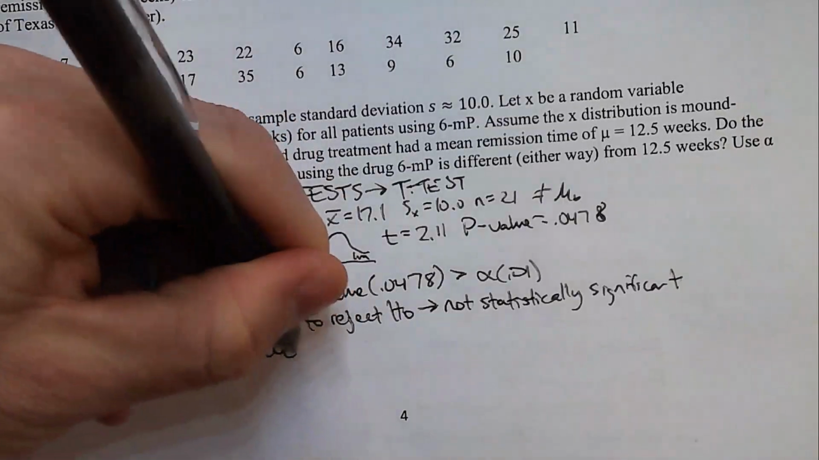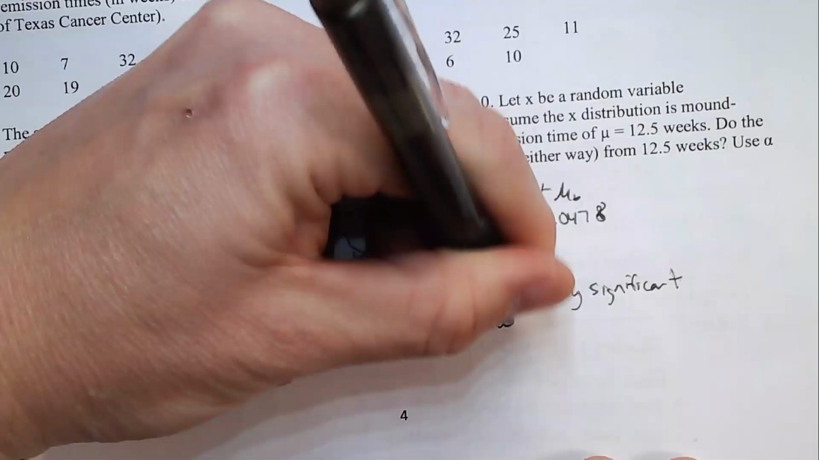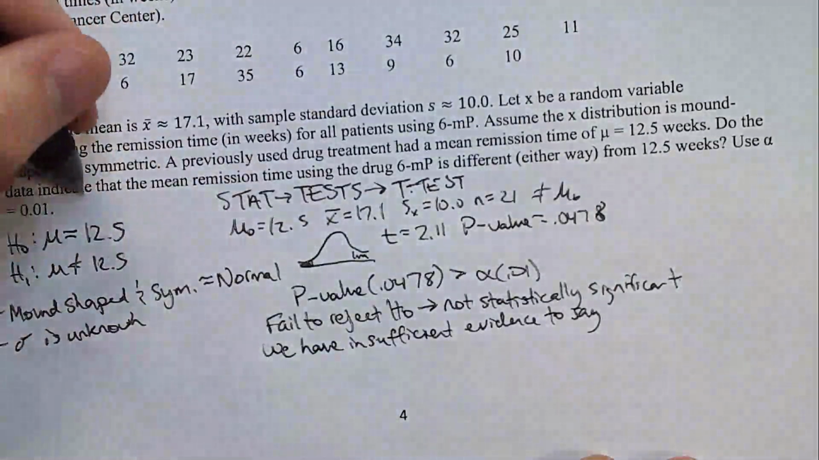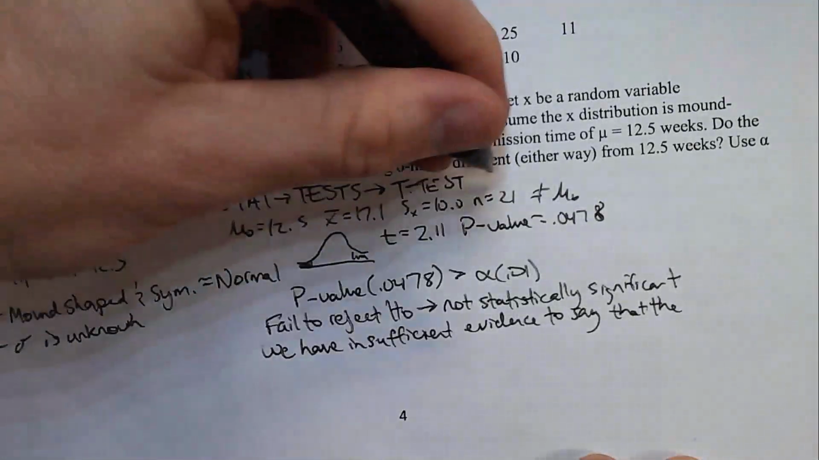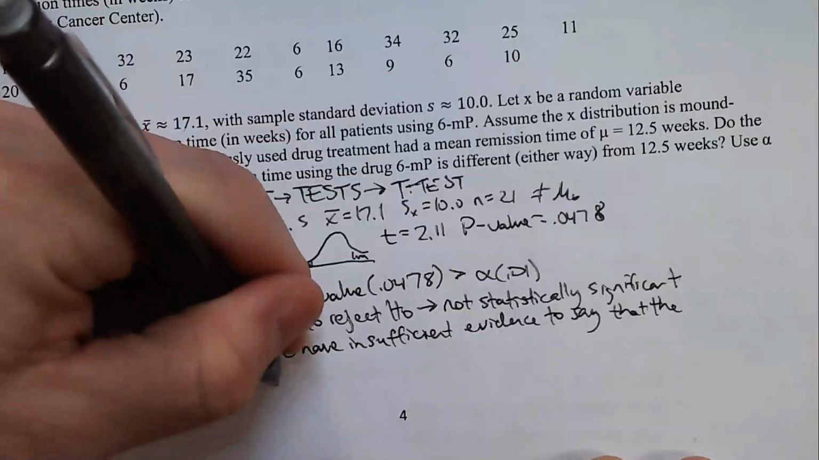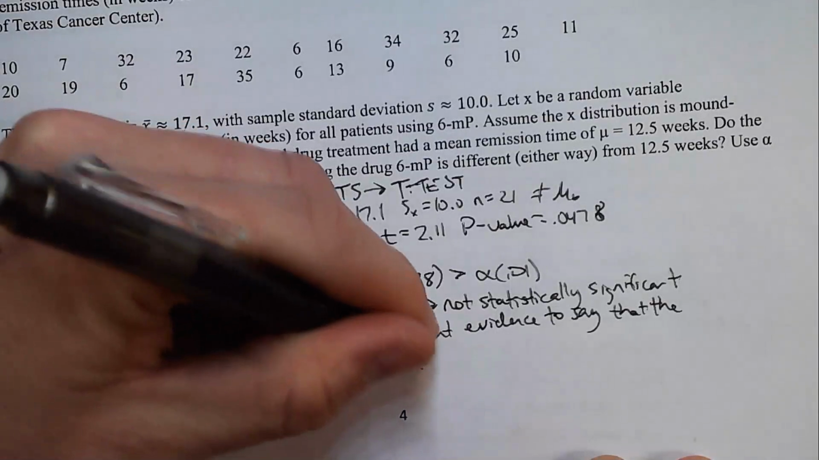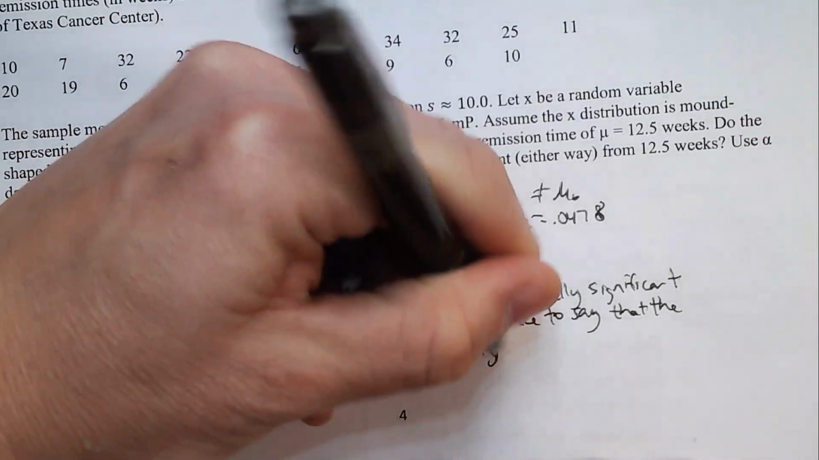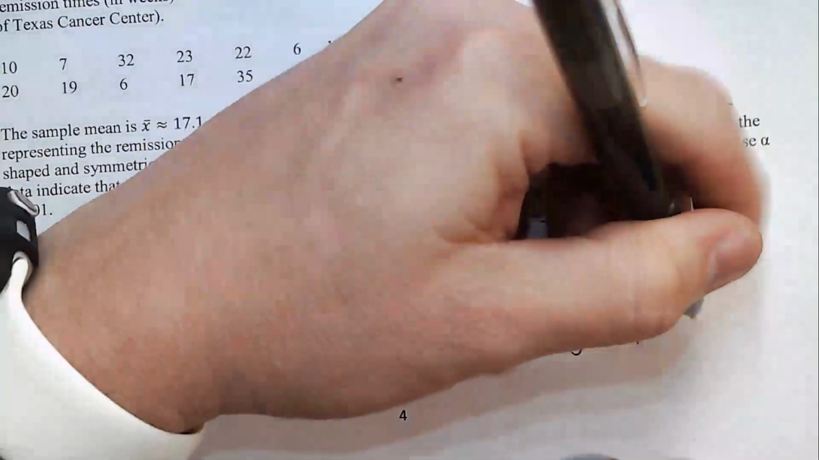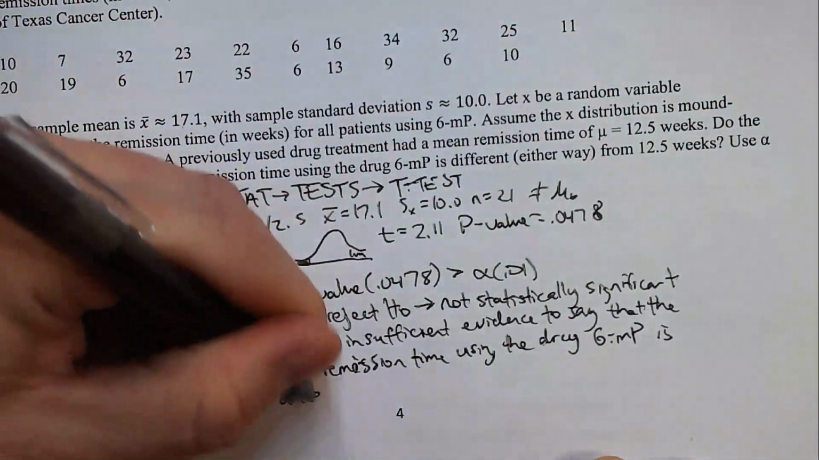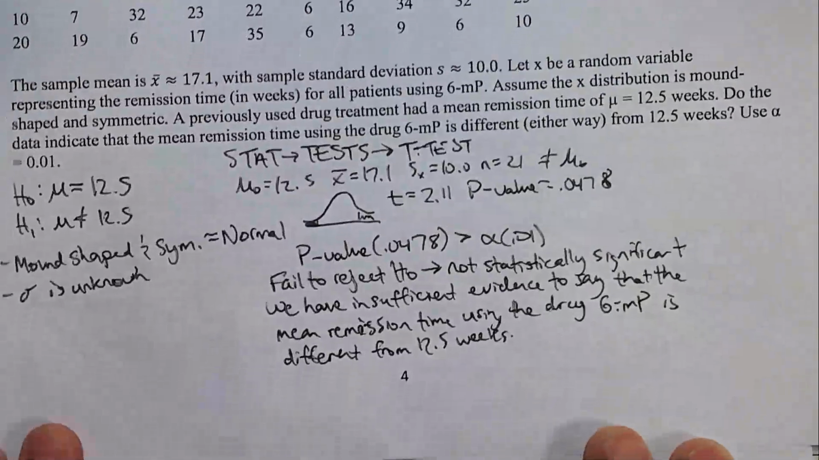So we have insufficient evidence to say that the mean remission time using the drug 6-MP is different from 12.5 weeks. Okay, so that's all you have to know.